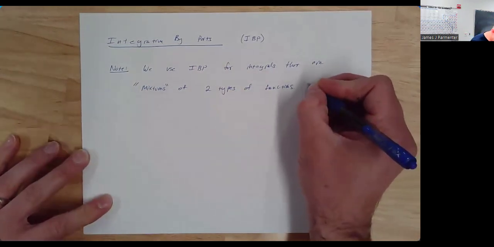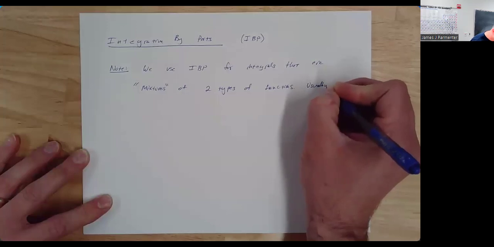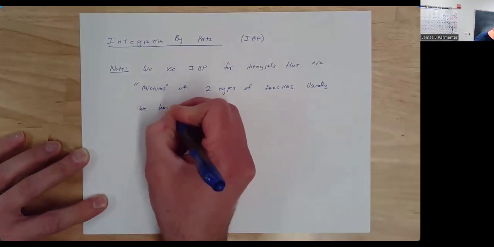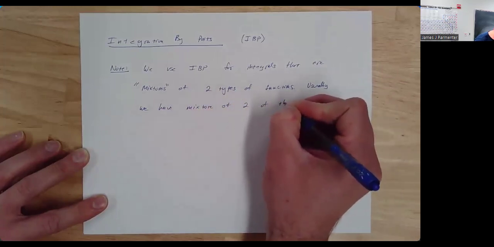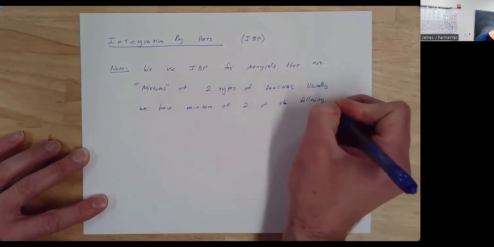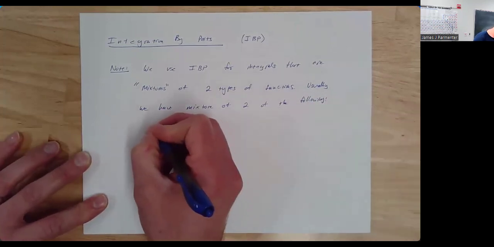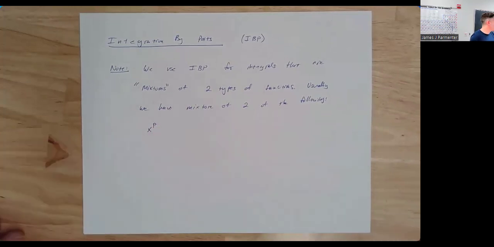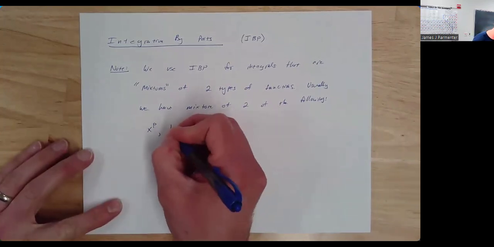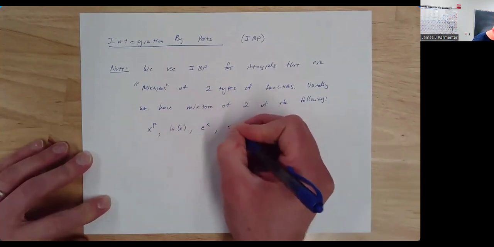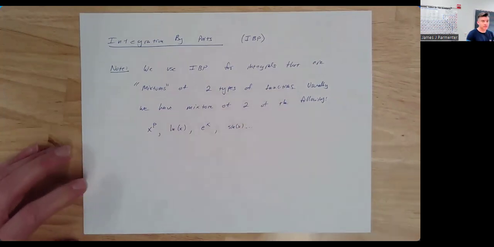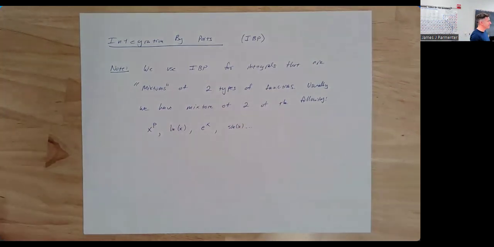So typically or usually, we have a mixture of 2 of the following things. You have maybe x to a power, like x squared, x cubed, x to the 1/2, any kind of power of x. You have the natural log of x, e to the x, or a trig function, sine of x, etc. Those are the 4 different types of things we mix together, usually.